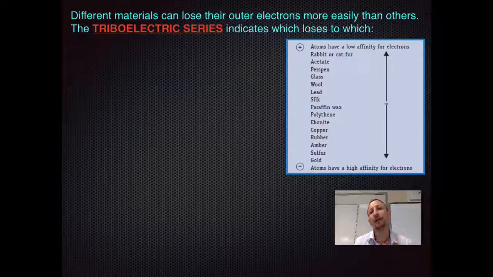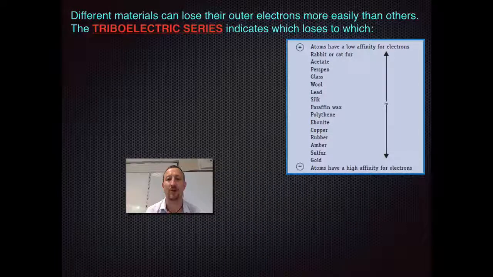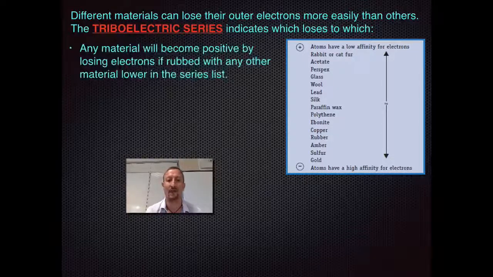Now, we can look at the effect where materials can lose or gain electrons by looking at the Triboelectric series. If you Google the Triboelectric series, you'll see something similar to the diagram on the right-hand side here. Notice at the top, we've got atoms which have a low affinity for electrons, i.e. they lose them very, very easily. And at the bottom, we've got atoms which have a high affinity for electrons.